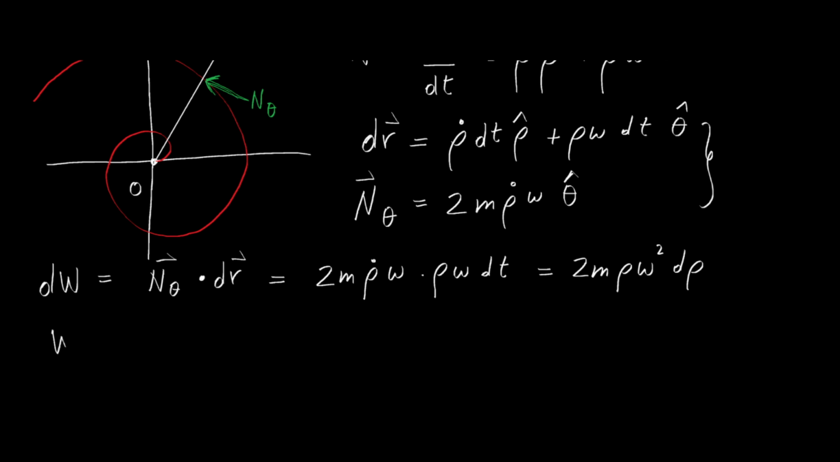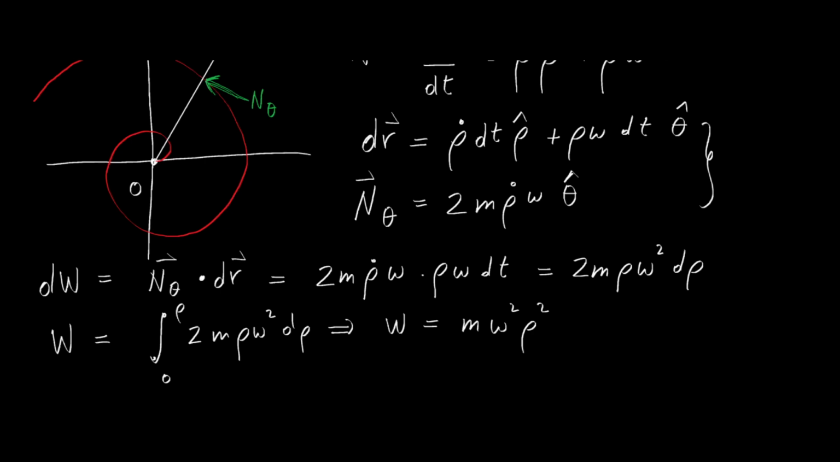So the total work performed by this normal force, this restriction force, will be equal to the integral, the sum, of these elemental works from rho 0 to some rho of 2m rho omega square d rho. And this work will simply, in this case, be equal to m omega square rho square.